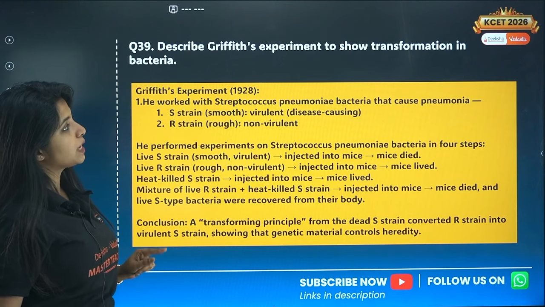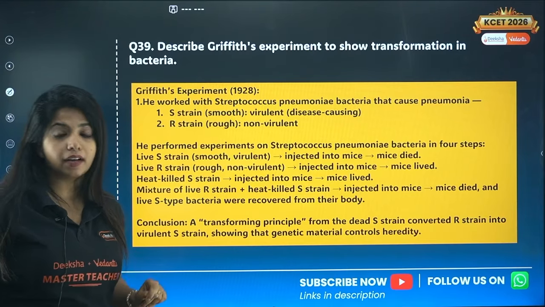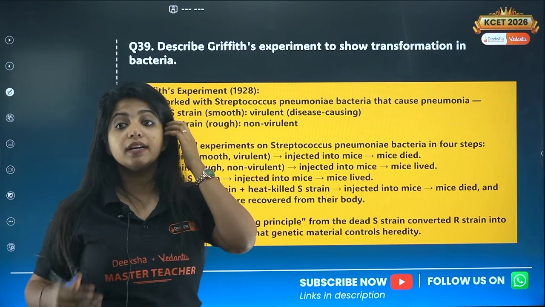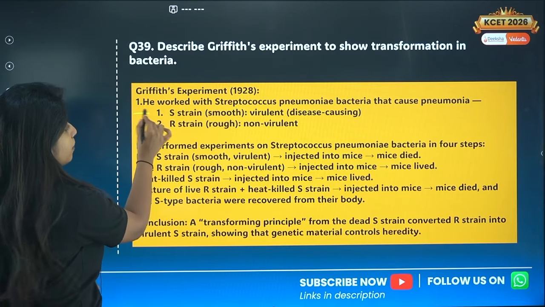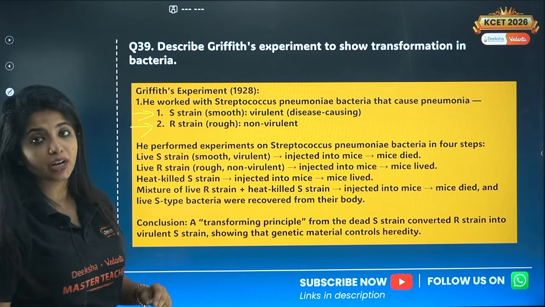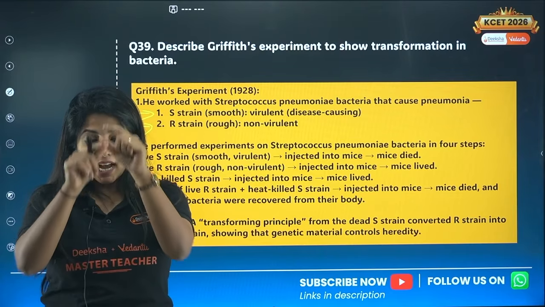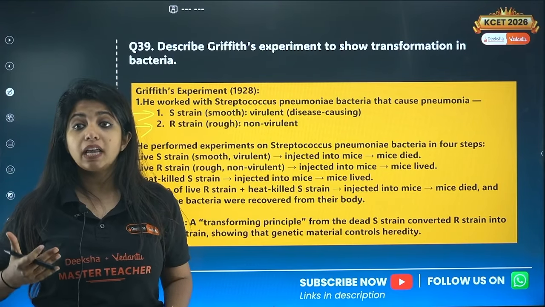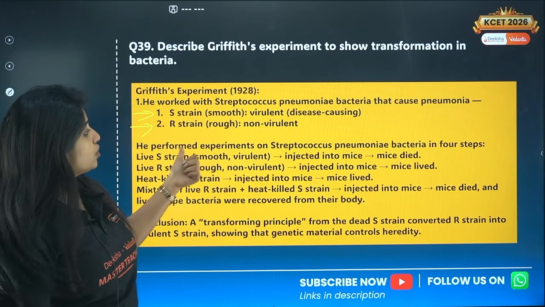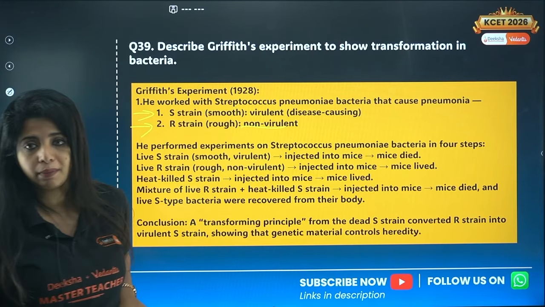Now, describe Griffith's experiment to show transformation in bacteria. So you have to talk about Griffith's experiment. What did he choose? He chose Streptococcus pneumoniae bacteria. In that you had S strain and R strain. S strain is what? Smooth. It has a smooth polysaccharide covering, my dear children, which makes it virulent. That means it causes disease. R strain is there, which is non-virulent strain, my dear children.